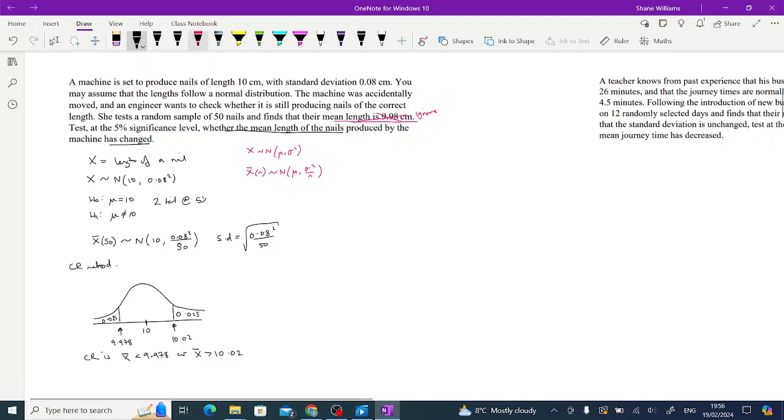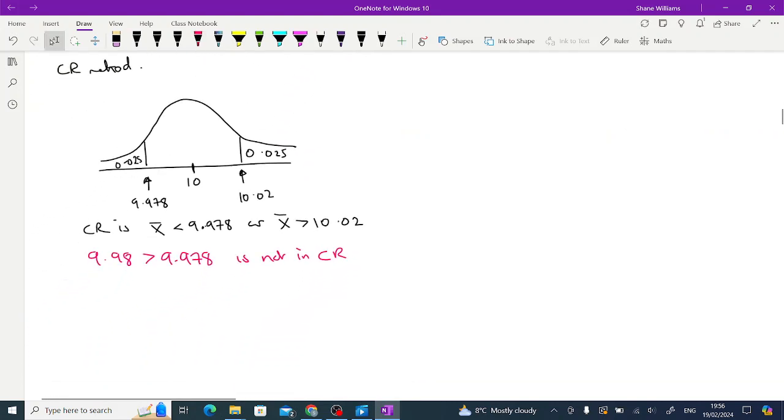We now look at the result of the test and we say 9.98. Now in fact in this case it's only slightly out of the critical region. It's greater than 9.978, only just, so is not in the critical region. And the first thing we say now is we make the conclusion in mathematical terms. So just like you're talking to another mathematician, you just say, do not reject H0.